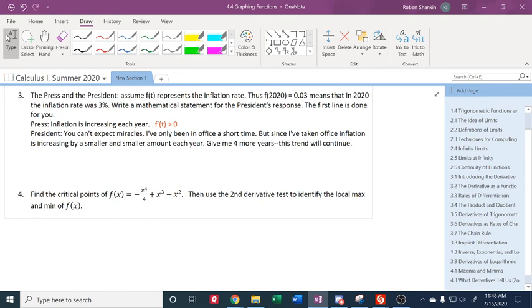All right, so when he says inflation is increasing by smaller and smaller amounts each year, that's your job, to translate that into a mathematical statement. So let me give you a minute in your groups. First of all, try to do this individually, then converse in your groups, and then I'll call on a group in a minute.